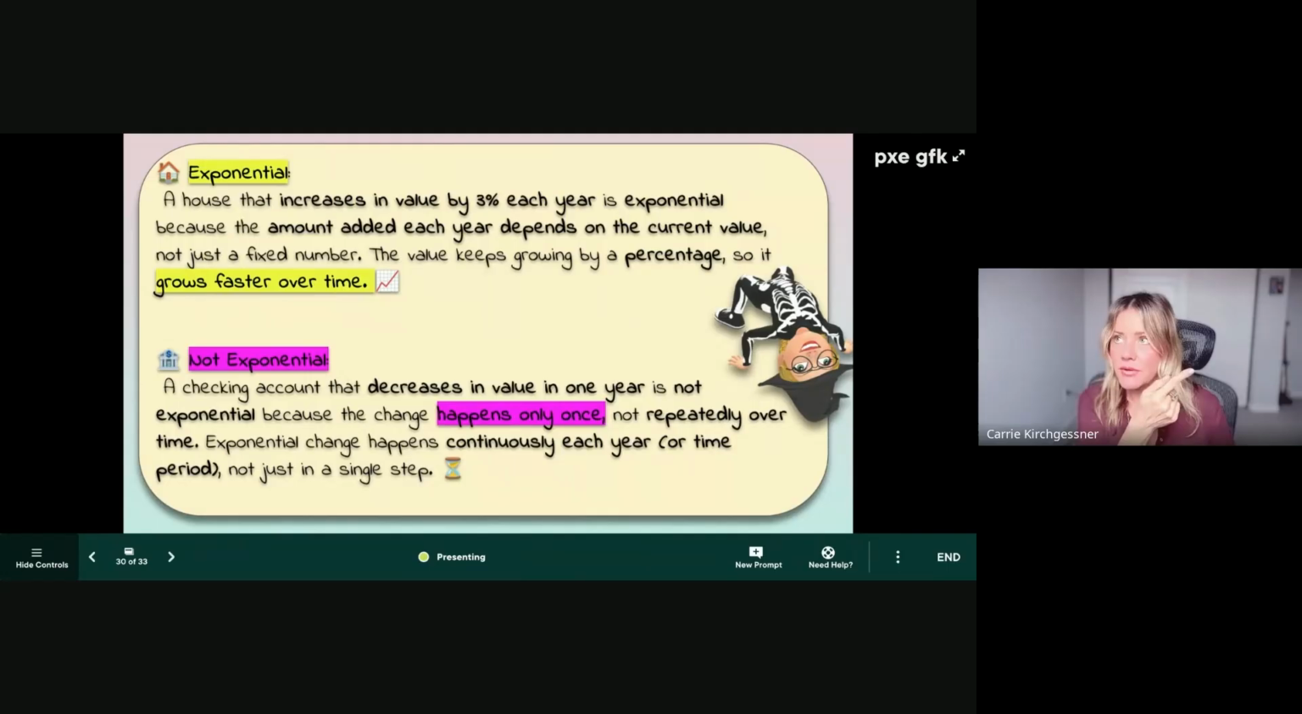Now, an example of a function that is not exponential would be a checking account that decreases in value in 1 year. If we're talking about something over 1 year, we're not talking about something growing faster over time, unless we're talking about monthly compounded interest or something like that, but we're not getting into that right now. A checking account that decreases in value in 1 year is not exponential because the change happens only once. So think, how often does the change happen? With that being said, choose your response.